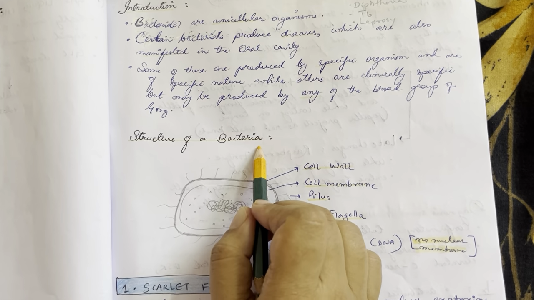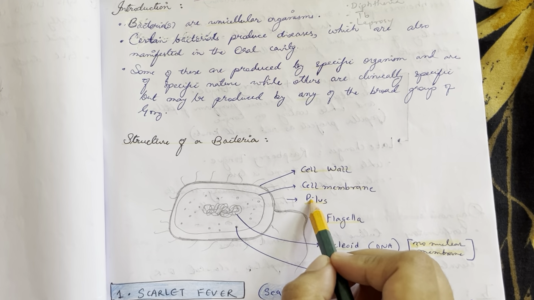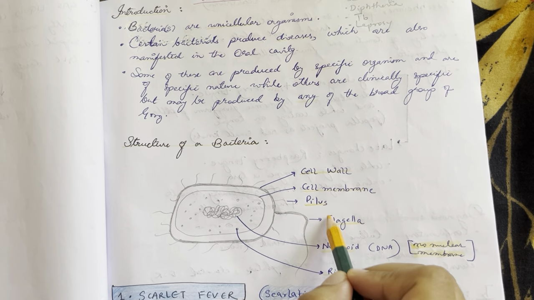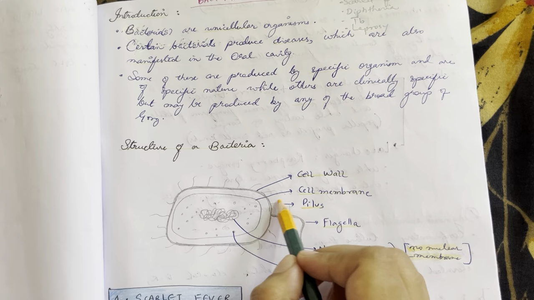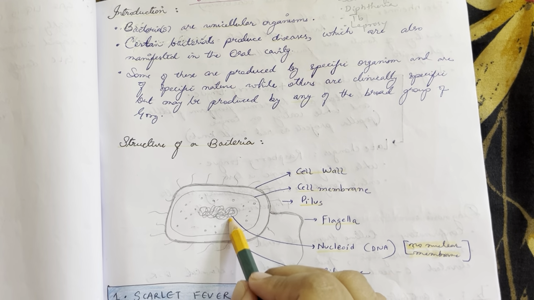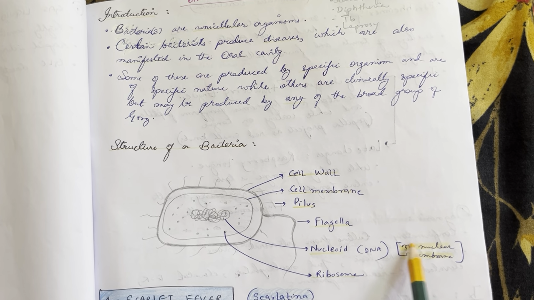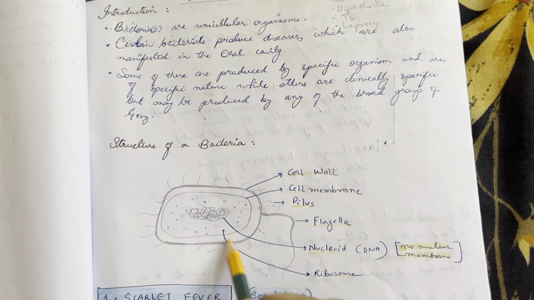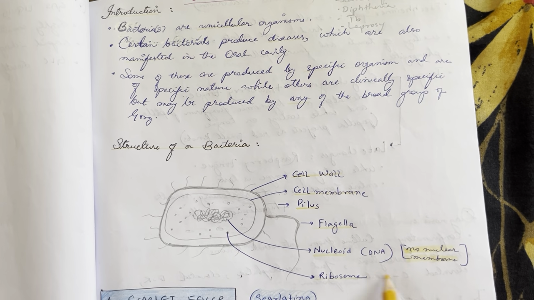Coming to the structure of bacteria, from the most outside we have pilus, then we have flagella, then we have the cell wall and cell membrane, then the nucleoid which has DNA. It does not have any nuclear membrane, and the ribosomes, because we don't have any organelles.